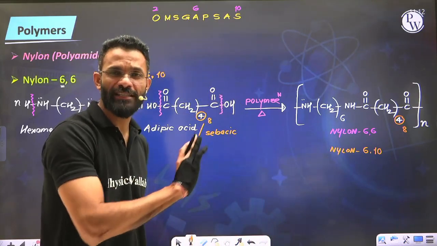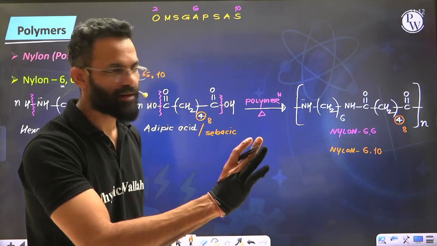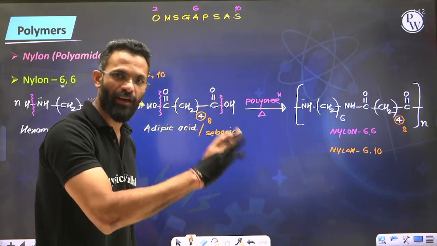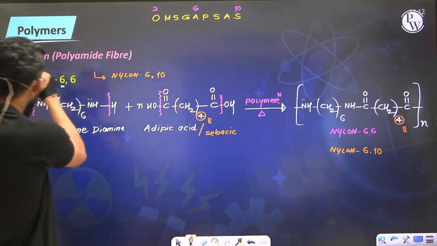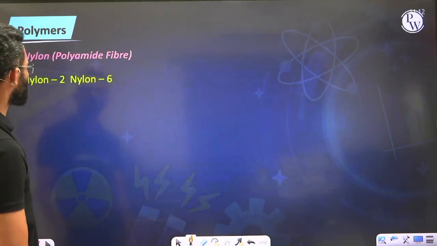We are going to learn a separate class of biodegradable polymers, but since it's a type of nylon, we are covering that here in the nylon type itself. So the next is nylon 2, nylon 6.